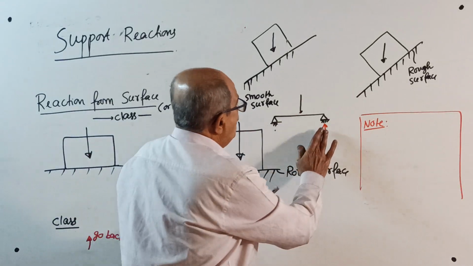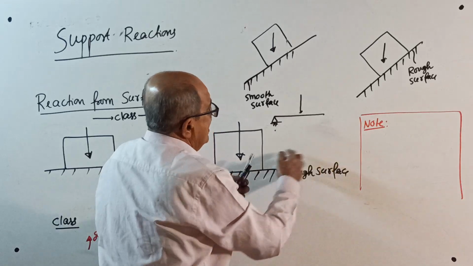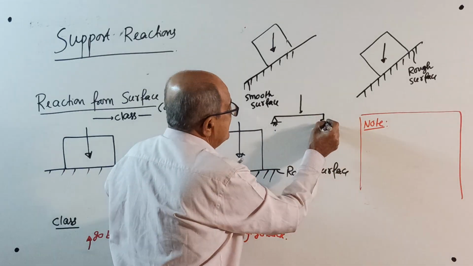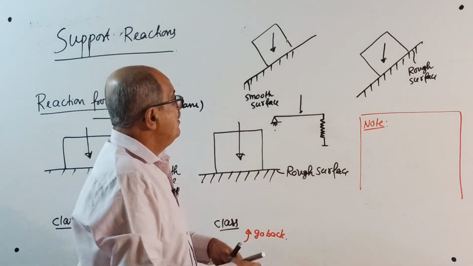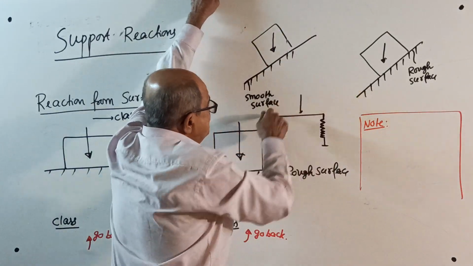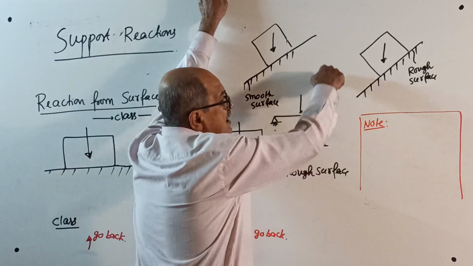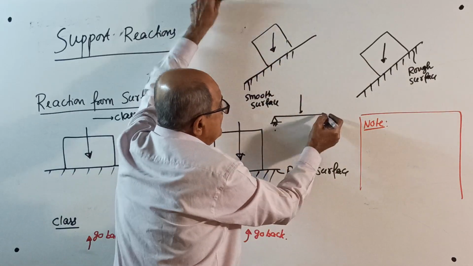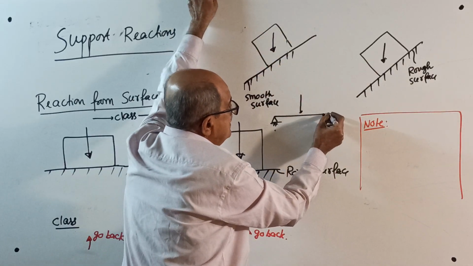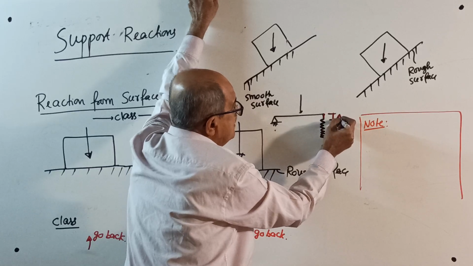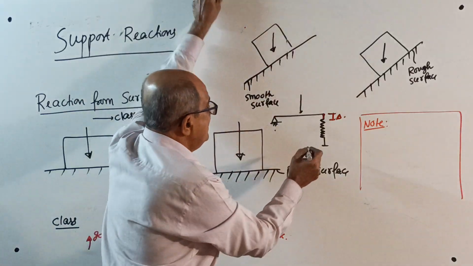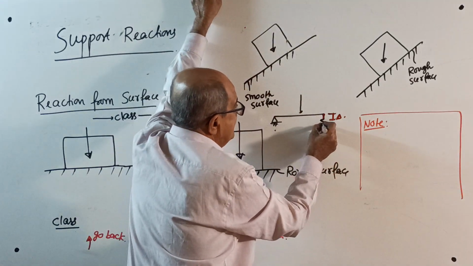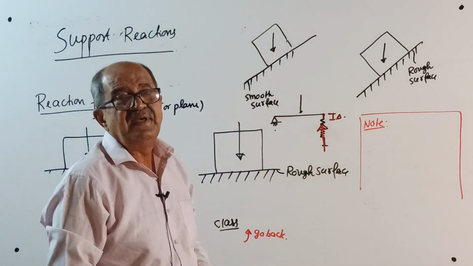Now, what I will do is put a spring here. When you apply a load, this support is rigid. This will try to come down, so this point will come down. There will be some displacement, but the spring will get compressed, and then the spring will give reaction. Even then, the reaction is there.